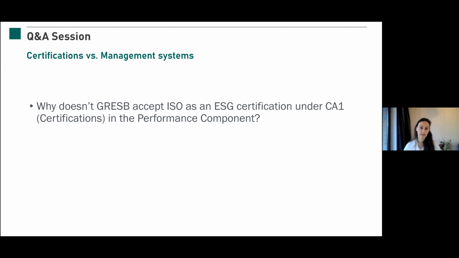ISO is typically a management tool, right? It's a certification that you have certain management processes in place. 9001 is a very familiar one, 14001. These are certifications that you have a process that tackles environmental management, or a quality process in place. So that's much more about the functioning of the asset than the characteristics of the asset itself. So you're very welcome to report your ISO certifications under the risk management indicator, but not under the certifications, because that would be a duplicate.